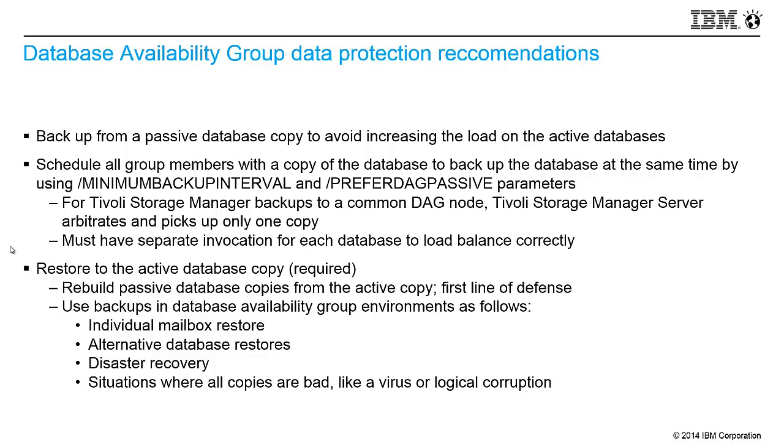What I'm going to do for a demo for this case is take a look at this preferred DAG passive parameter on a database availability group and just show you how it works. Then we'll take a database and we'll have a good passive copy, in which case we'll pick that up when we're doing the backup, and we'll also have a bad passive copy, in which case we'll go ahead and pick up the active copy when we're doing the database backup. So let's take a look at that now.